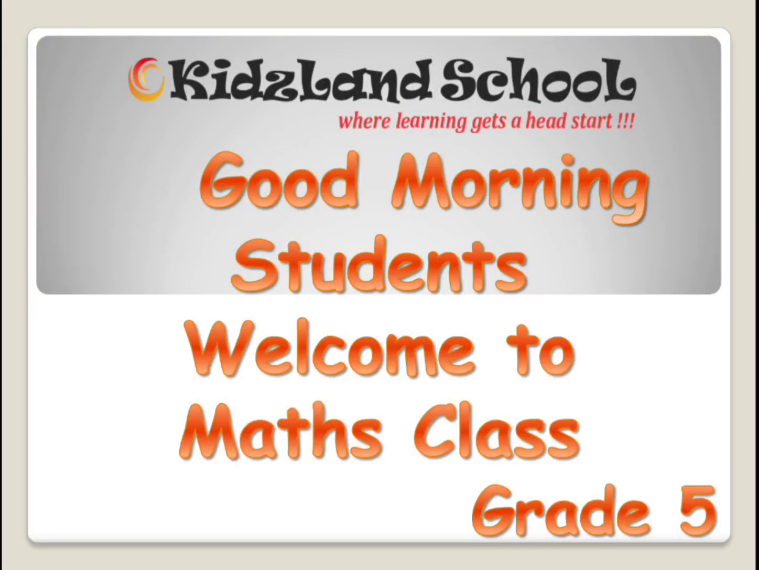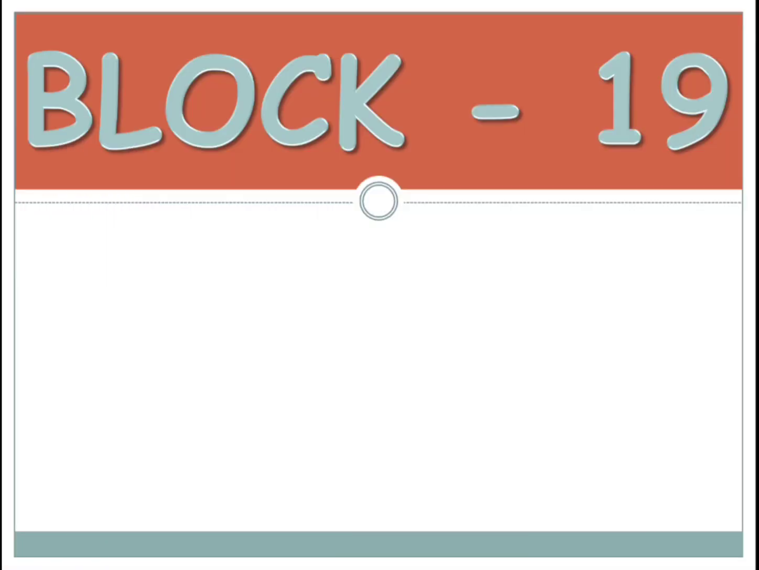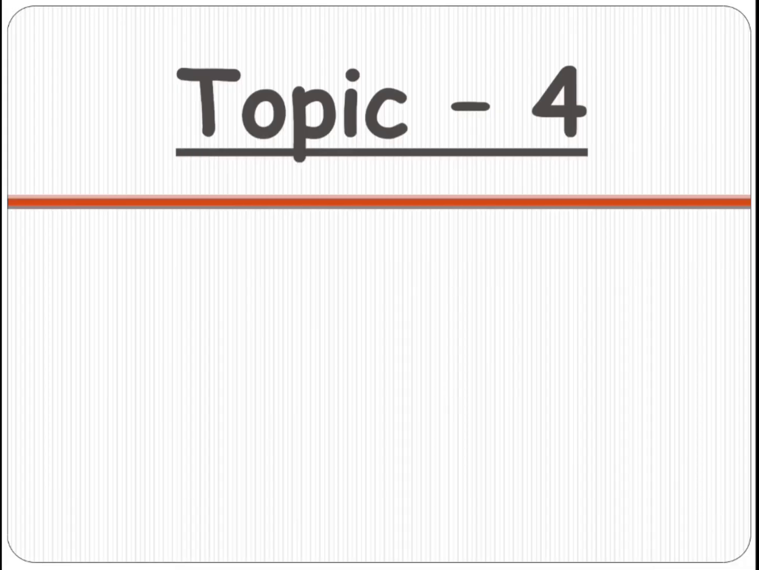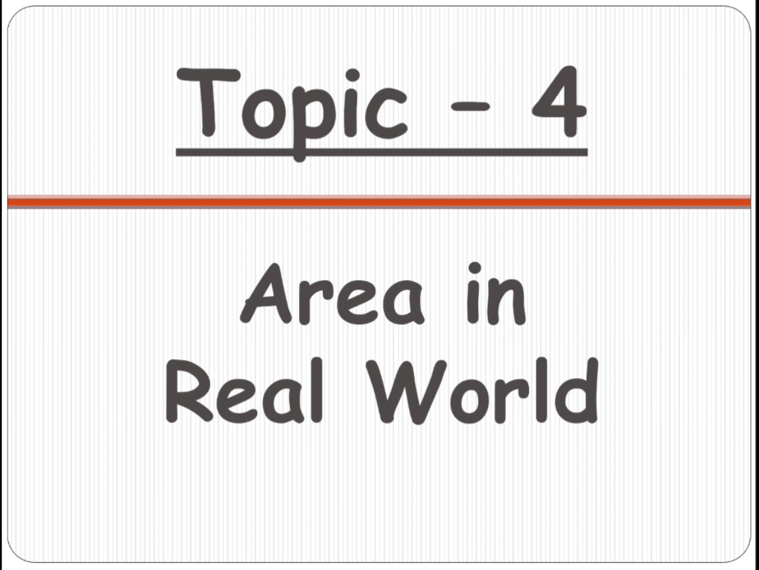So, in maths, we are solving the problems of 19th block, which is area and perimeter. In this, we have learned how to solve the perimeter problems, how to find the length of an irregular shape that is on a square grid. Not only irregular shape, it might be a regular shape also. How to find the area, isn't it, children? And in the third topic, we have learned how to find the area of a rectangle and also the square, isn't it, children? So in the fourth topic we are going to learn area in real world.